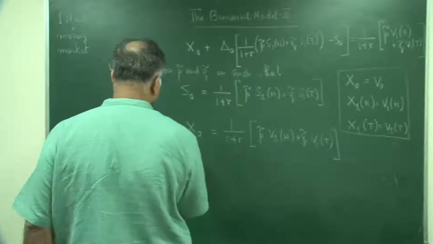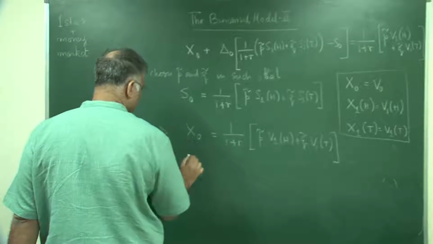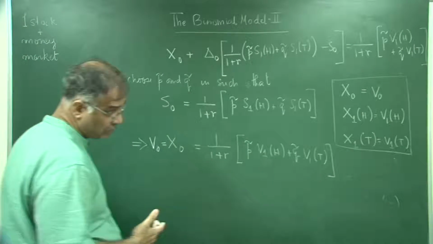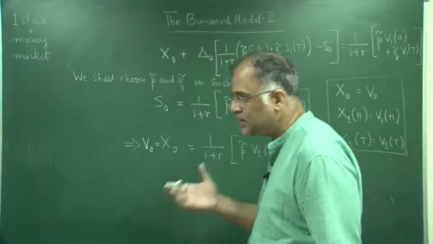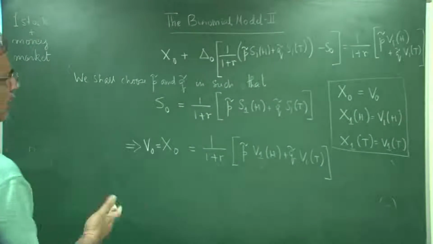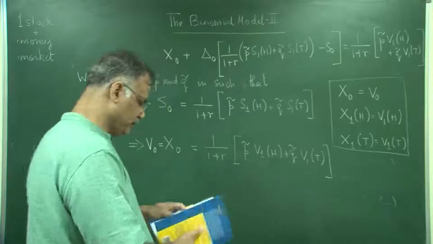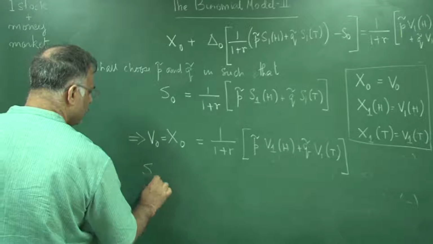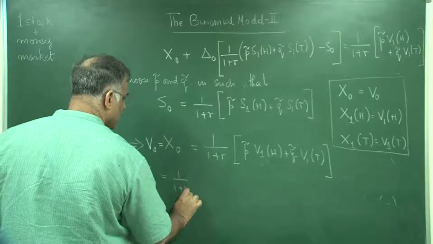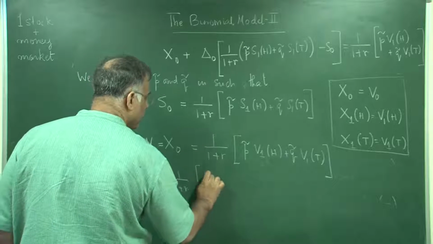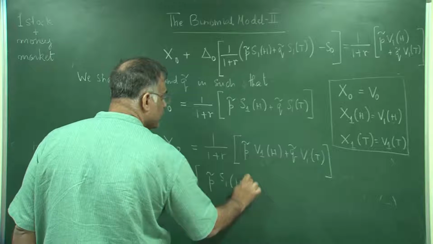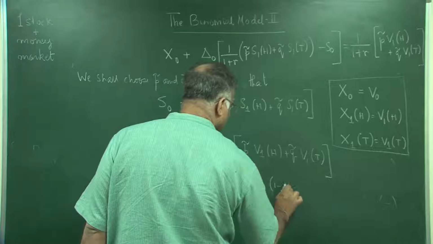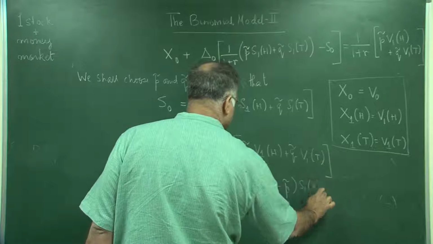So, once you know x naught is equal to V naught, this means that V naught is also equal to this, so option price is this. Now, I should be able to know what p tilde and q tilde are in terms of this, and then from there we will deduce that p tilde and q tilde are indeed greater than or equal to 0. So, from this equation I have S0 equal to 1 by 1 plus r, p tilde S1H plus q tilde, which is 1 minus p tilde, S1T.